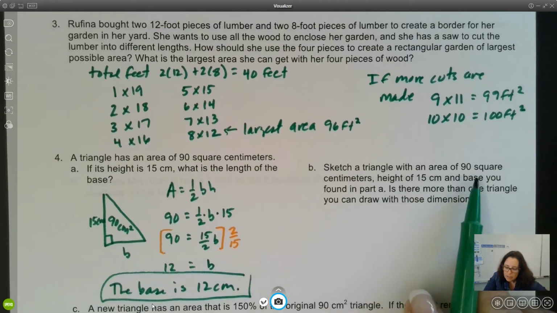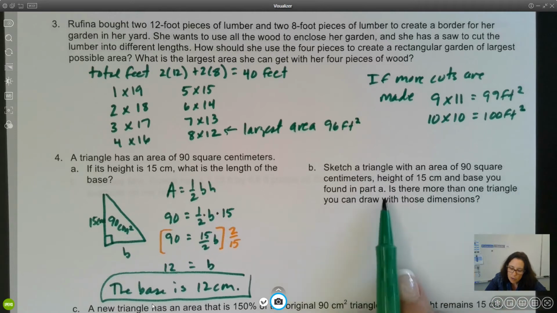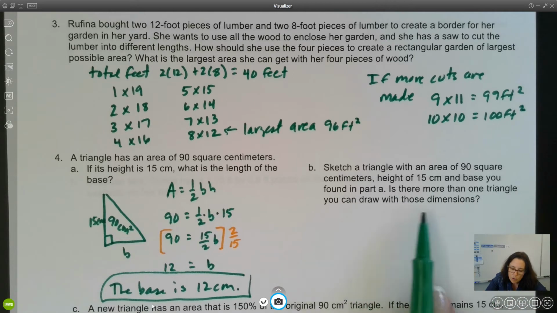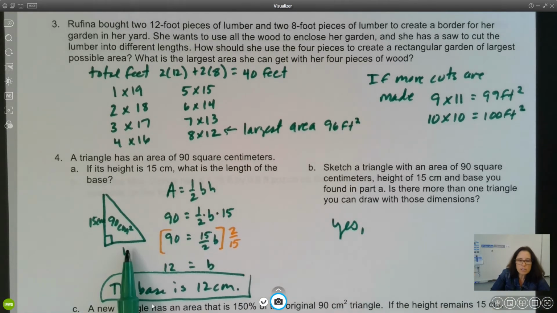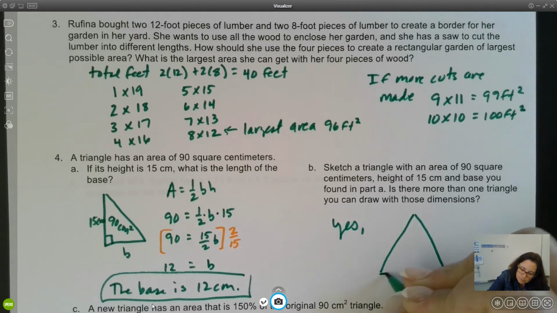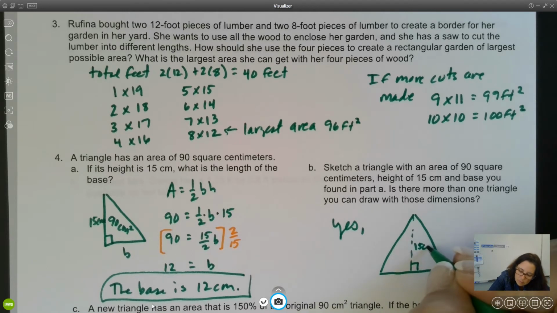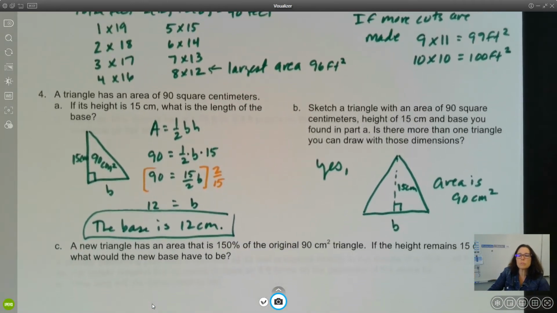Sketch a triangle with an area of 90 square centimeters, height of 15 centimeters, and a base you found in part A. Is there more than one triangle you can draw with those dimensions? Yes. Okay, so I did a sketch over here. Couldn't I also do this sketch? There's another sketch. Let me scooch it away from my picture.